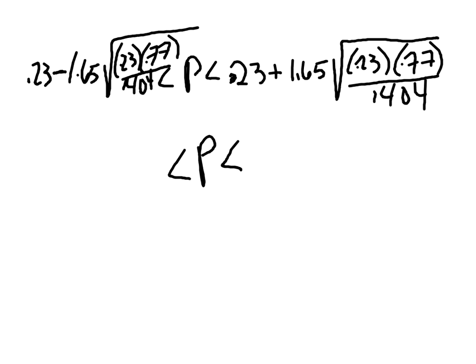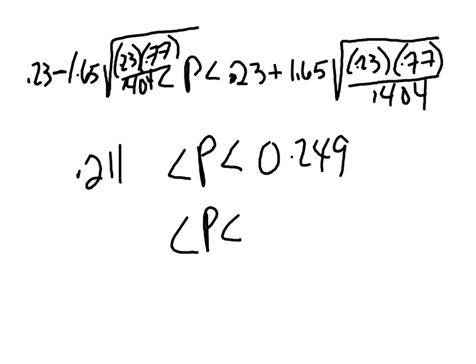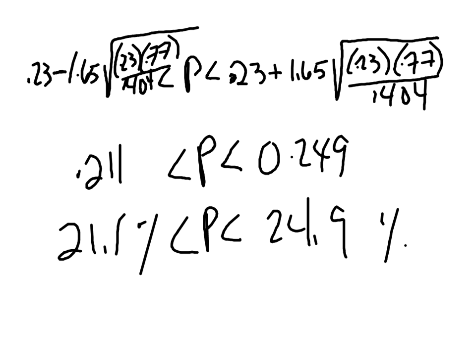So we're 90% confident that the true population proportion, according to their calculations, lies between 0.249 and 0.211. Or you could express that as a percent. It would be 24.9% and 21.1%.